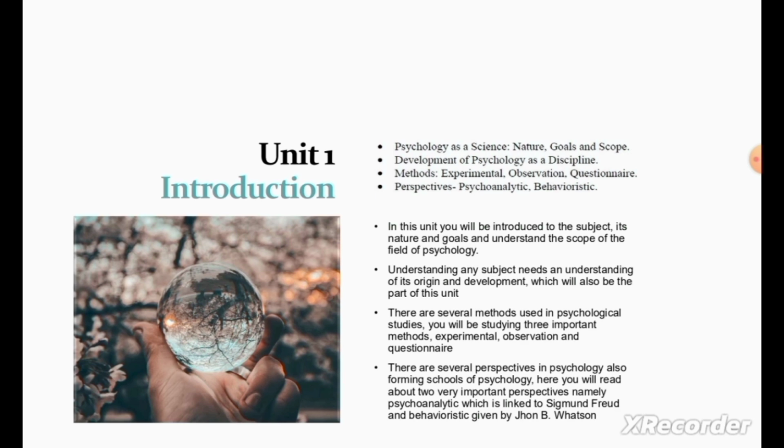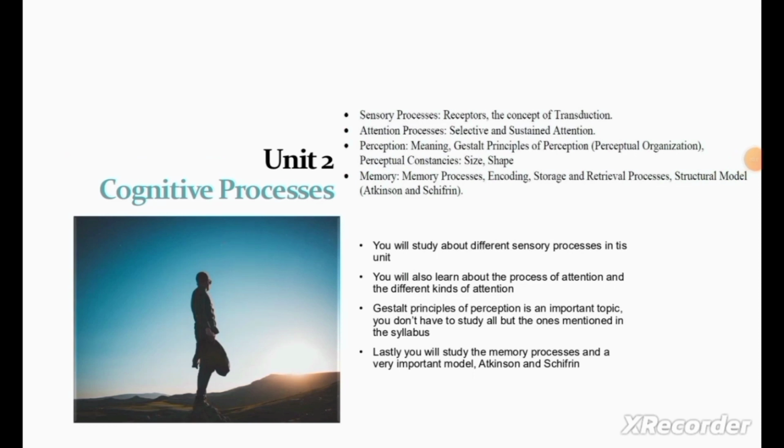The 2nd unit, that is cognitive processes, includes sensory processes, receptors, the concept of transduction, attention processes, selective and sustained attention, perception, meaning, Gestalt principles of perception, perceptual organization, perceptual constancies, size, shape, memory, memory processes, encoding, storage and retrieval processes, a structural model by Atkinson and Shiffrin.